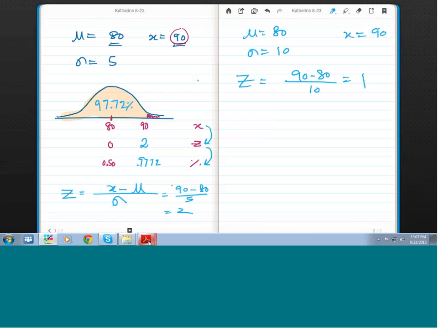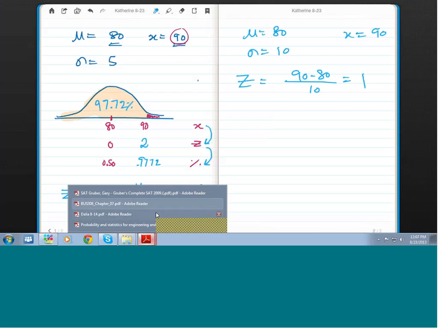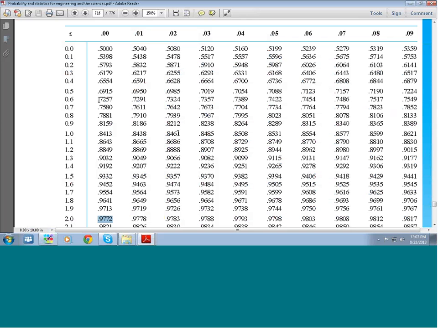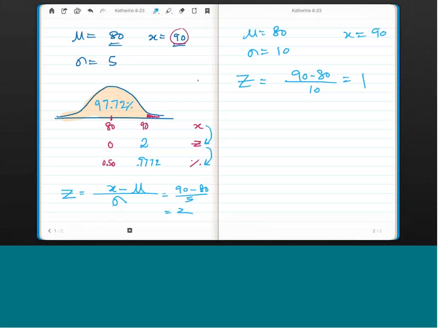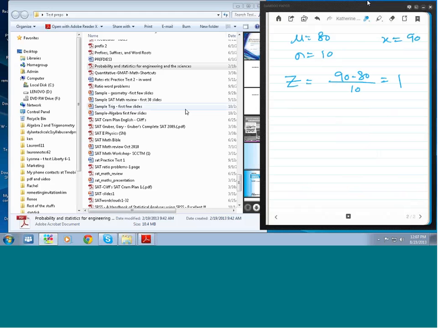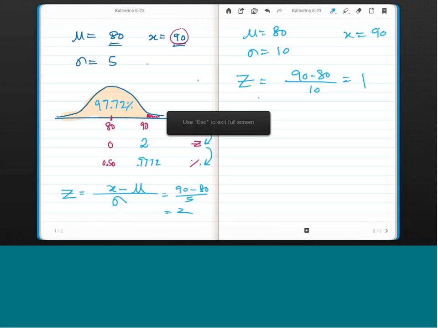If you look up the chart again, look at 1.00: 0.8413. So in this class, 84% got below you. Does it make sense? Yeah, it makes sense. So even though you got 90 in both classes, your percentile here is 0.8413, so 84% got below you.